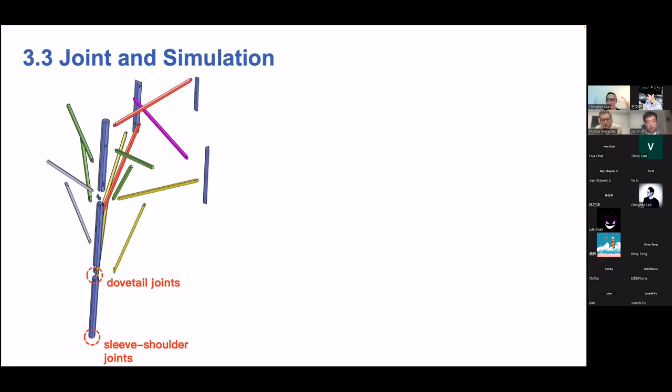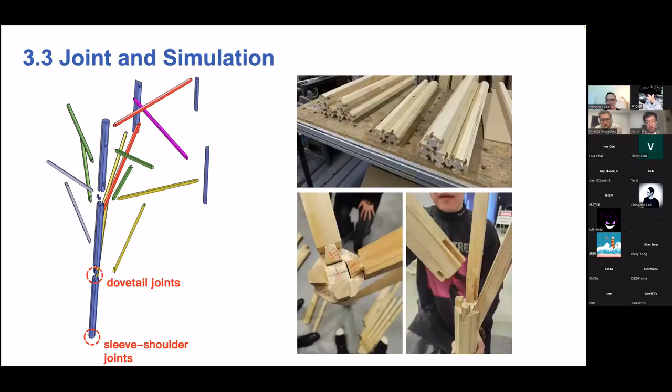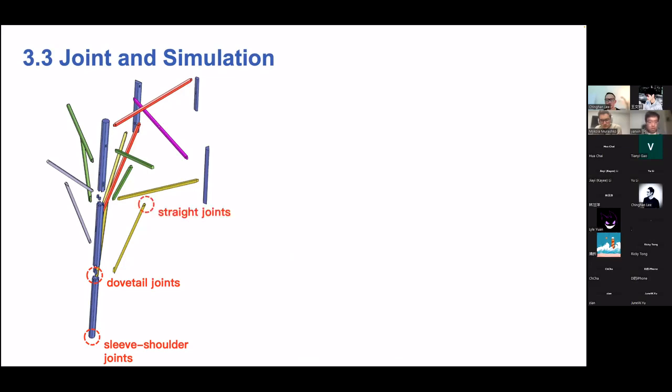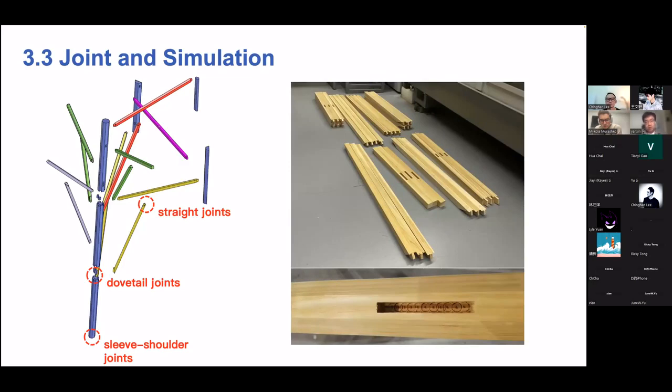And the dovetail joints are used at the main columns. The reason why we choose this one is because the dovetail joints can resist not only the tension but also the compression force inside the structure. And the third one is the straight joints. This is the most common joint inside our structure, which can link all the timber members easily.